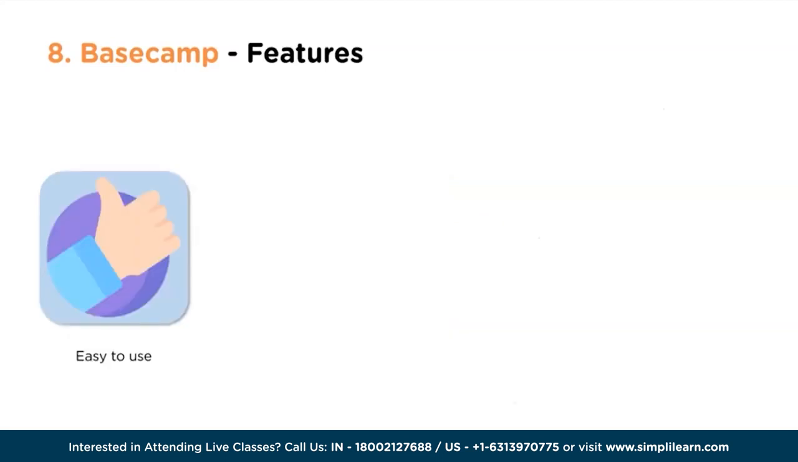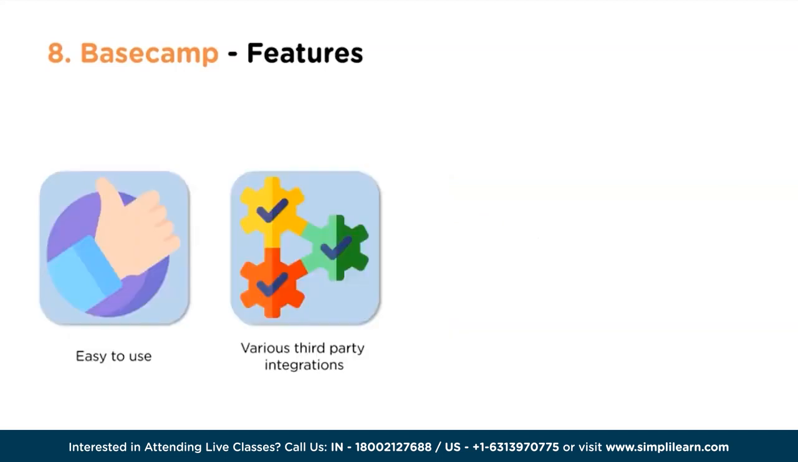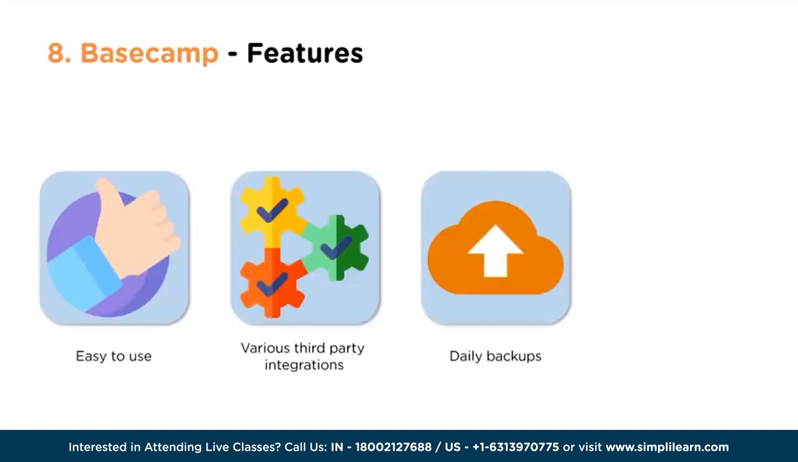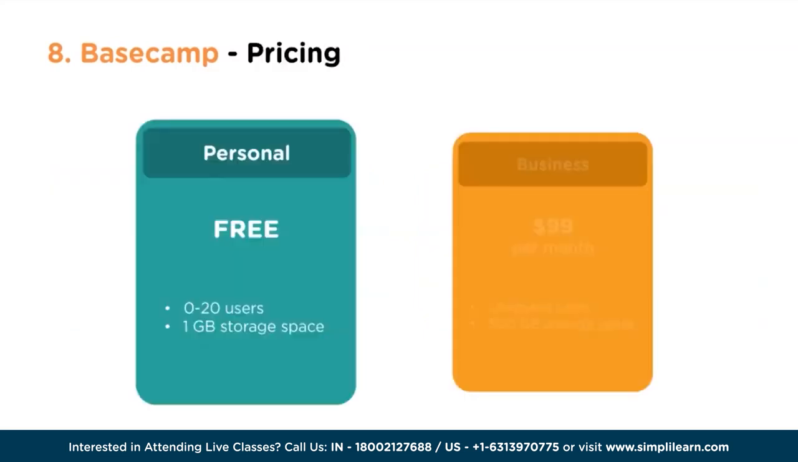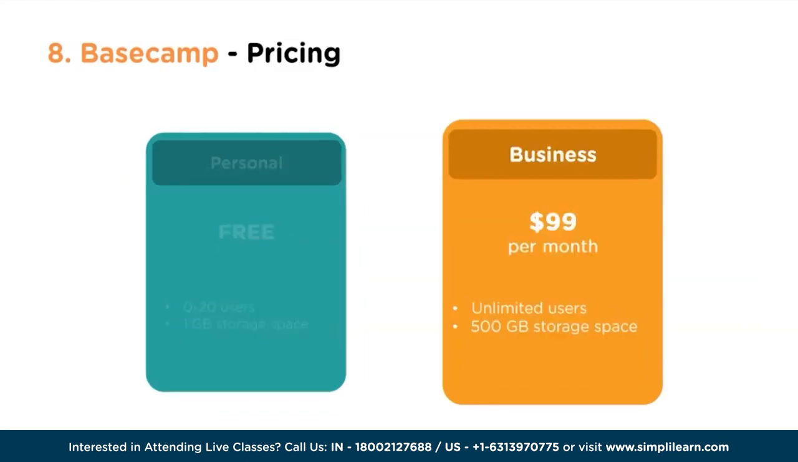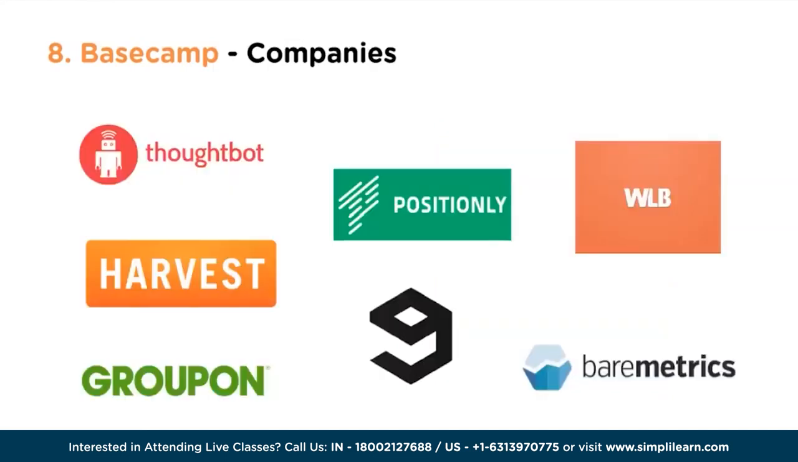The features of Basecamp include ease of use, various third-party integrations, daily backups, and a comprehensive project calendar. The personal version is free for 0 to 20 users and 1 GB of storage space is provided. The business version is $99 per month for unlimited users, with 500 GB of storage space. The companies who use Basecamp are ThoughtPod, Harvest, WLB, Groupon, etc.